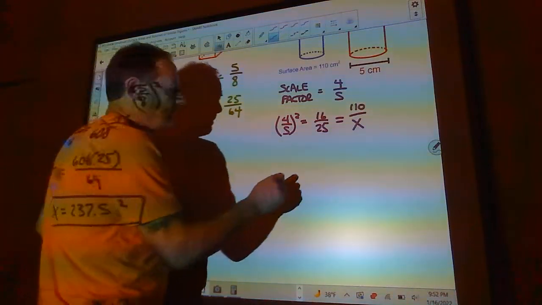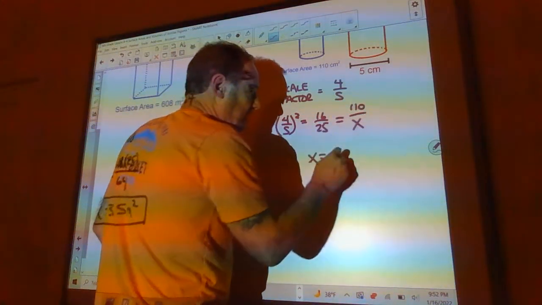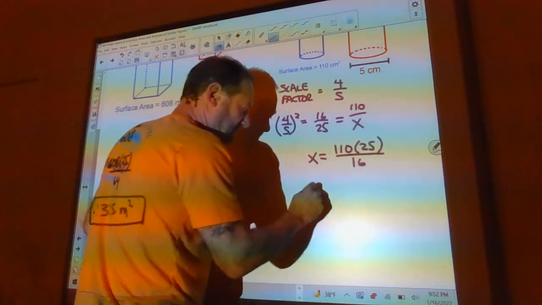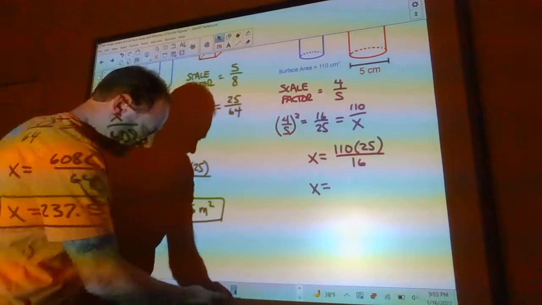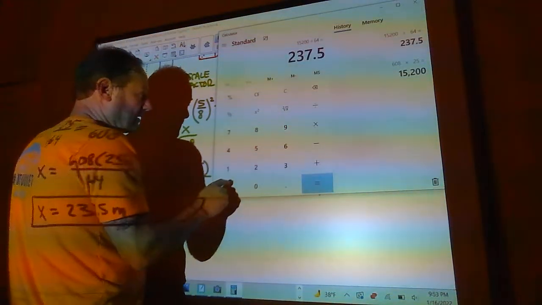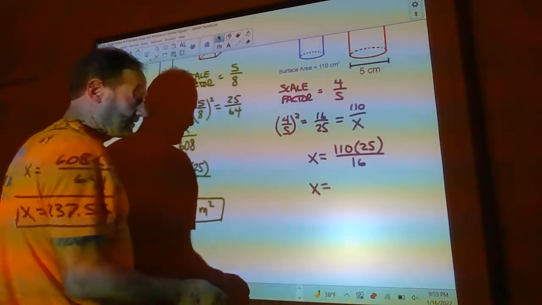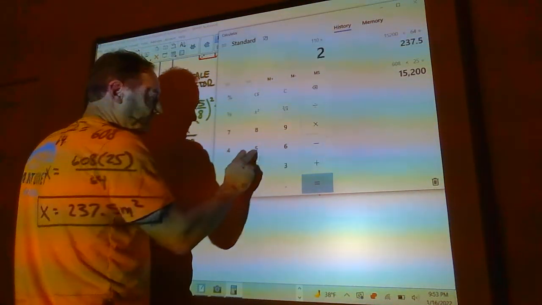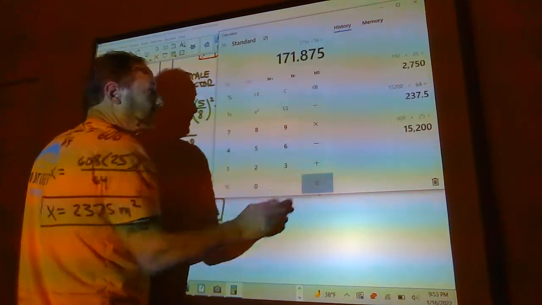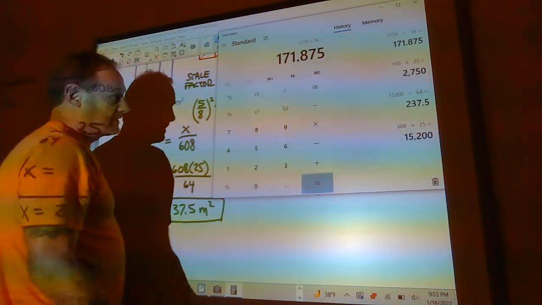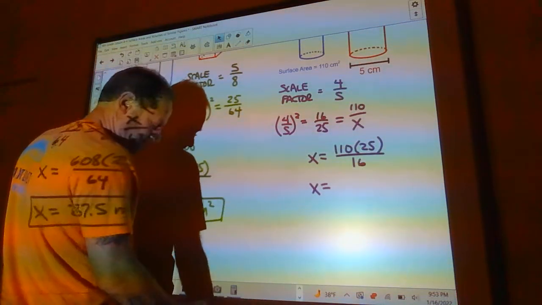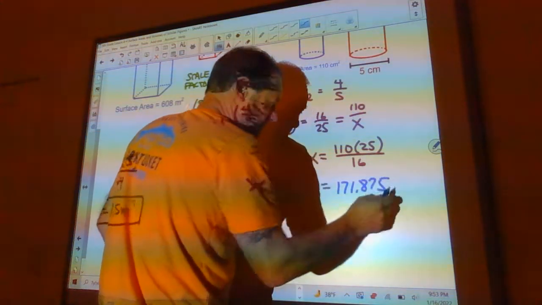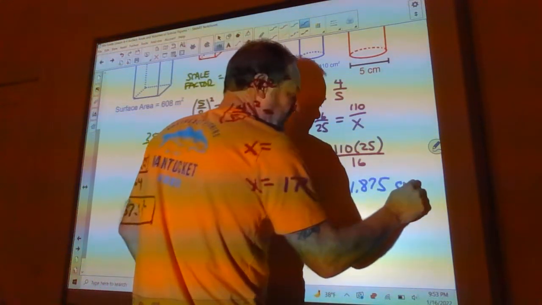Okay, so now X is going to be 110 times 25 divided by 16. So let's get out our calculator app again. 110 times 25 divided by 16. It's going to be 171.875. And that's going to be in square centimeters.